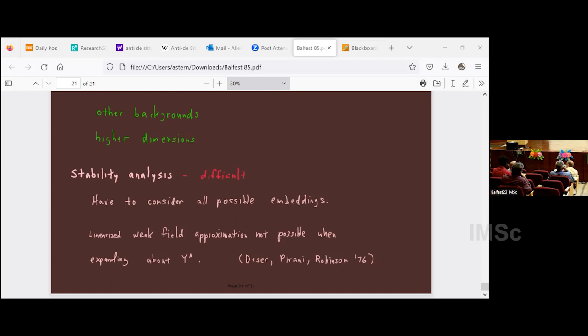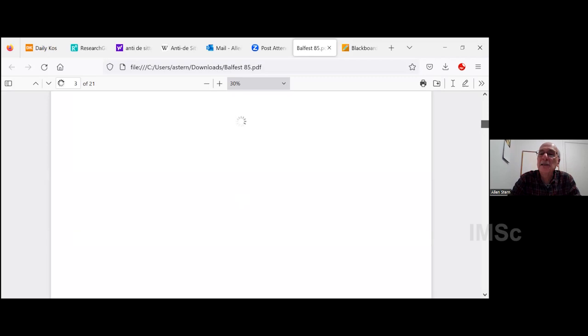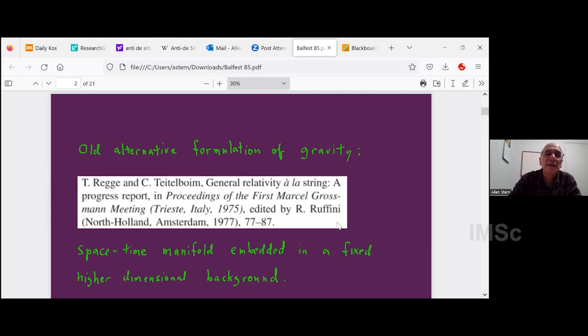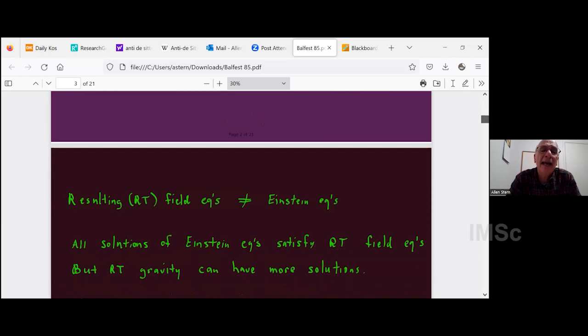It's actually inspired by string theory, by the old formulation of string theory. In fact, one can see that from the title of their paper. It's general relativity a la string. So they were doing exactly what one does in string theory. They embed, instead of a two-dimensional manifold, a four-dimensional manifold in a higher dimensional background. And the action is the Einstein action instead of actually the cosmological constant or instead of the area. Let's see.